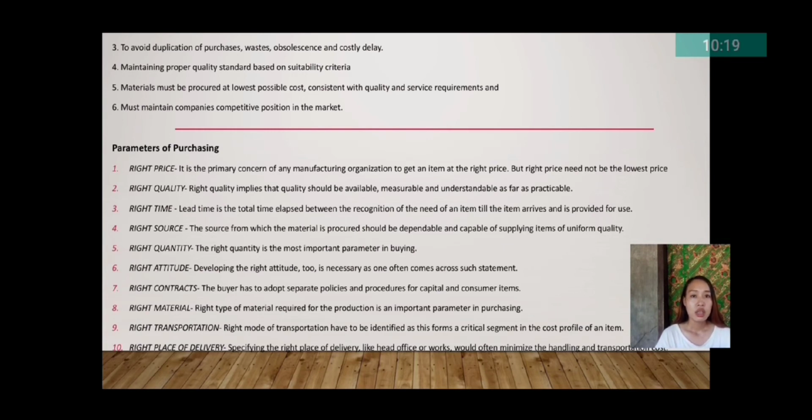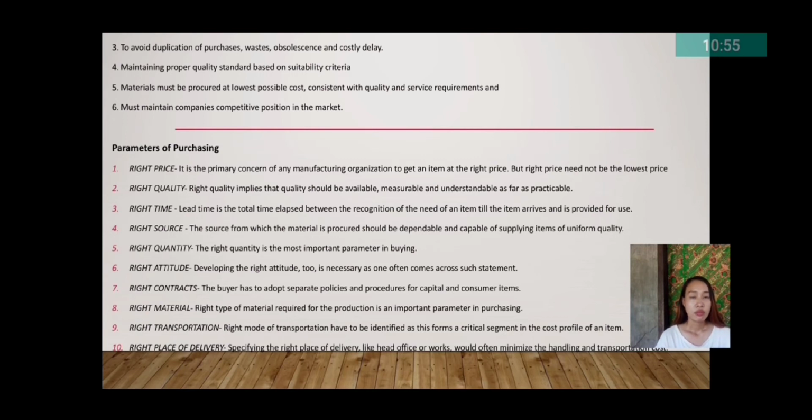Material must be produced at lowest possible cost consistent with quality service requirement. So, yung material na to kailangan natin i-produce ng lowest possible cost, para di tayo malugi. Then, must maintain company's competitive position in the market. So, every now and then, kung may business tayo, kailangan competitive para dili malugi yung business natin.